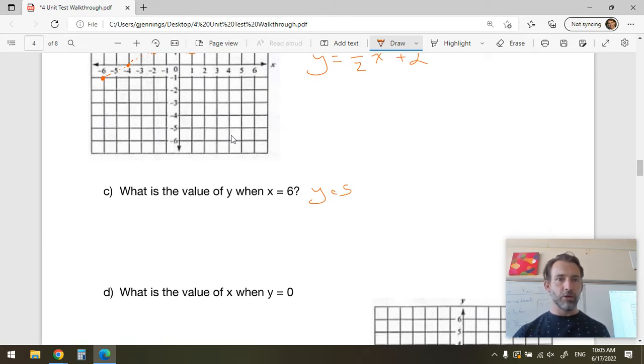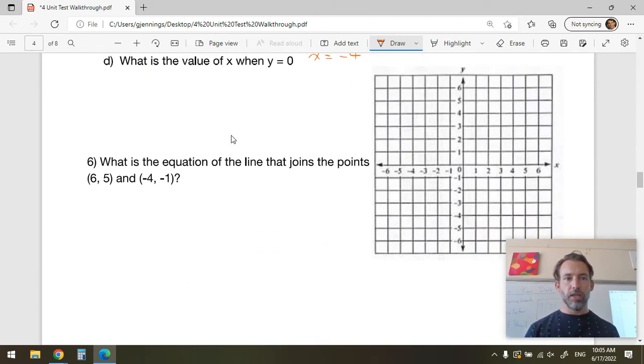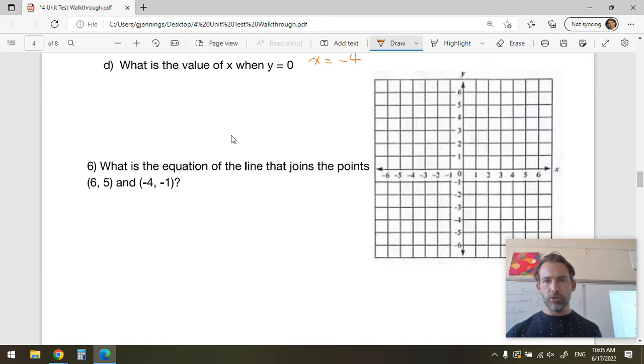And then what about this one? What's the value of x when y is 0? So I find y is 0 here, and I go back here, and I find x is -4. x equals -4. Just do it graphically if you can. If you want to check algebraically, that's also fantastic to check your work. You'll find it works. I'm not going to show you right now because I'm going to show you this one here.